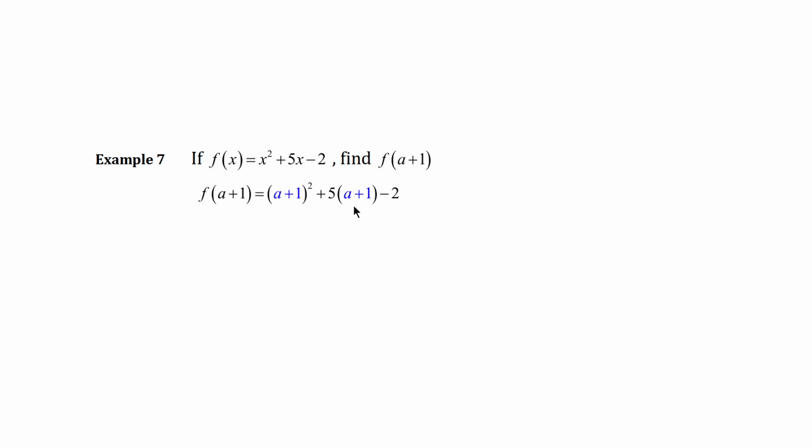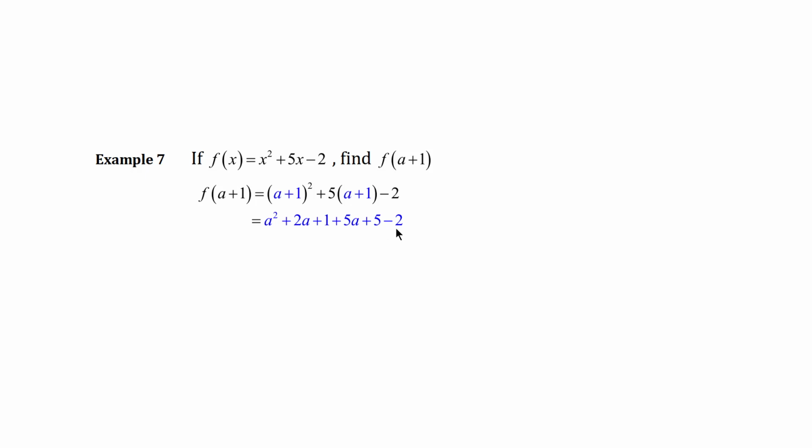The first term is a perfect square, so we apply the perfect square formula. We have a squared is a². We have 1 squared is 1. We multiply the two terms together to get 1a. Double it to get 2a. Next, we distribute the 5 inside the parentheses to the a + 1. We get 5a + 5. And then finally bring down the minus 2. The result is a² + 2a + 1 + 5a + 5 − 2.